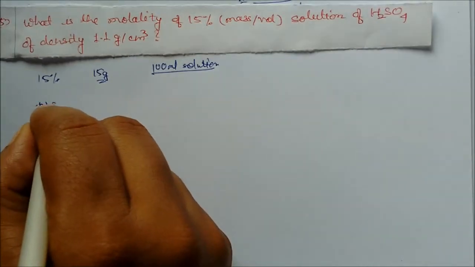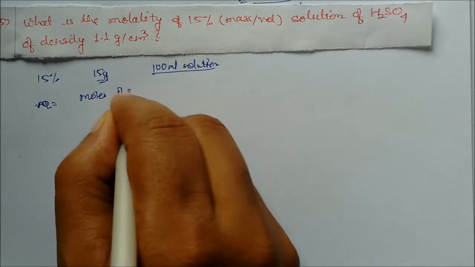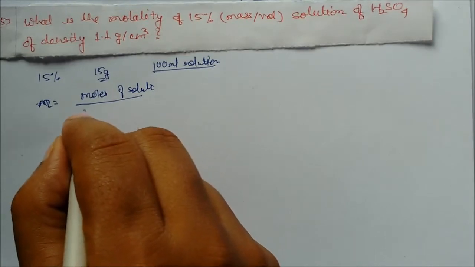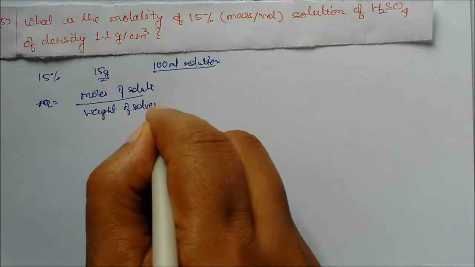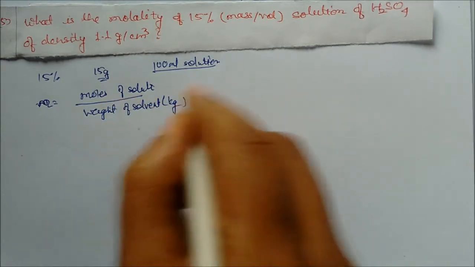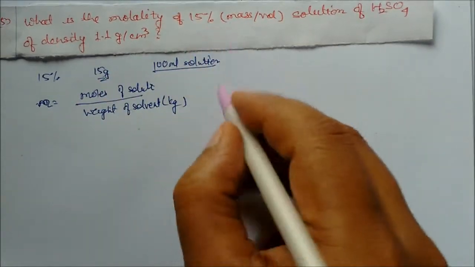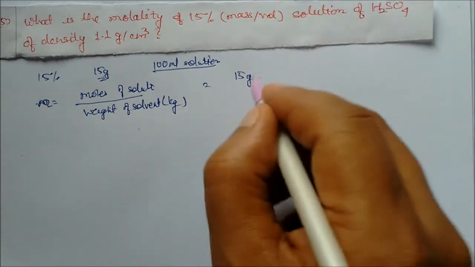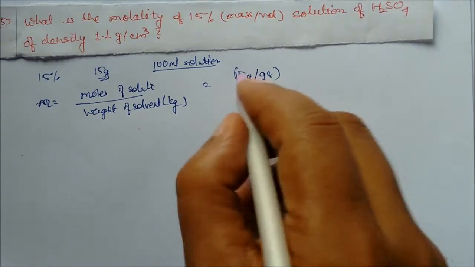So how to find it? Molality, we know, is moles of solute divided by the weight of solvent in kilogram. This is the formula we know very well. Solute they have given is 15 gram, which is H2SO4. So 15 by 98 gives the moles of solute, that is weight by molar mass.